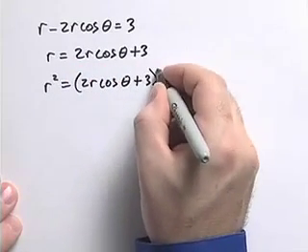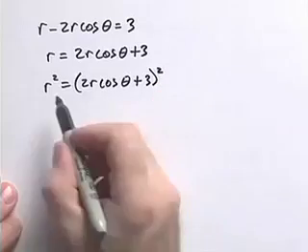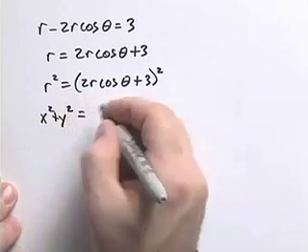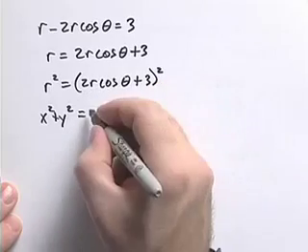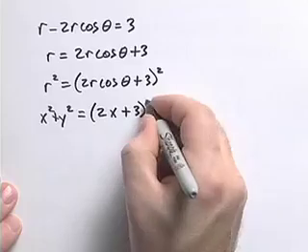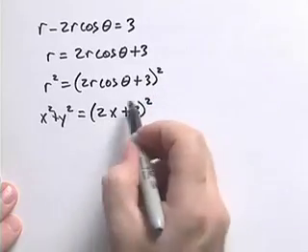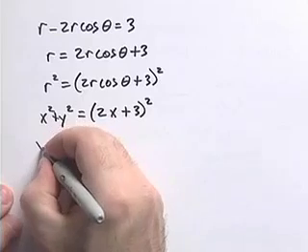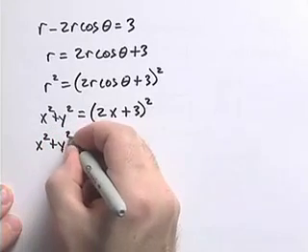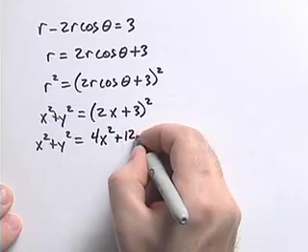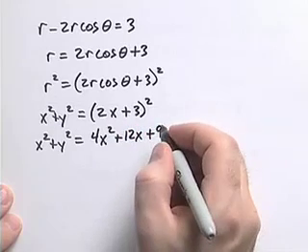Remember that r squared was x squared plus y squared. And we had that r cosine theta was equal to x. So this gives us 2x plus 3 quantity squared. So now we're into the rectangular form, but we need to clean this up. This will give us x squared plus y squared equals 4x squared plus 12x plus 9.